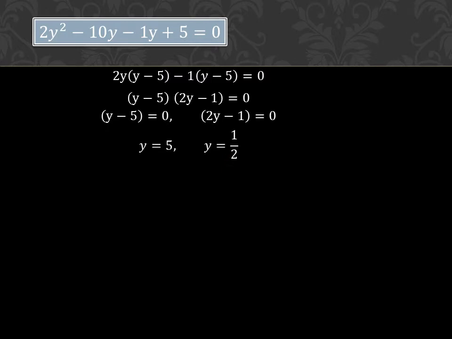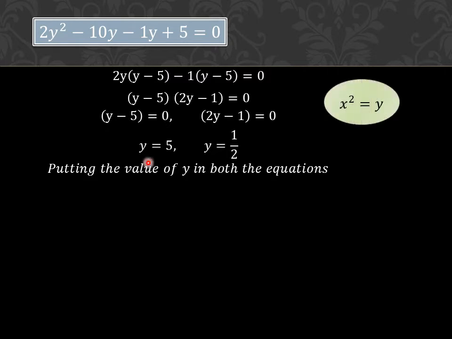Our question had the variable x, but here we have the variable y. So this can't be the answer. We must have the answer in the form of the variable x. So here is y. We have to put the value of y in both the equations, but what was y? It was x^2 equals y. We supposed in the previous slide that x^2 is equal to y. So now we will replace y with x^2.